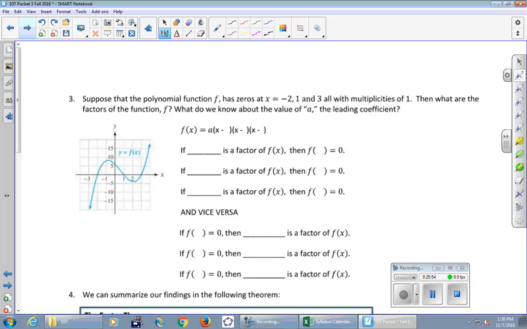So let's try this. Let's start on the far right. X equals 3. You can see the x-intercept right there. The only way that x equals 3 is going to be a 0 of this original problem is if what is a factor? It's x minus 3. You buy it? I'm going to squeeze that in. There's not a lot of room.